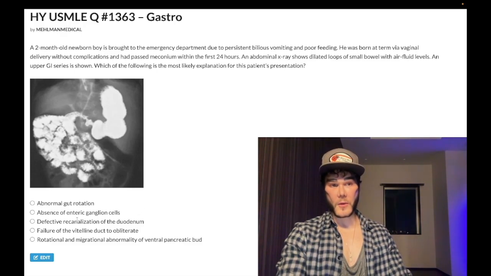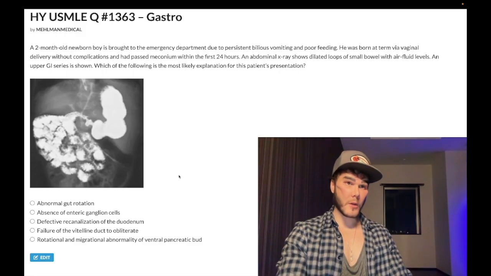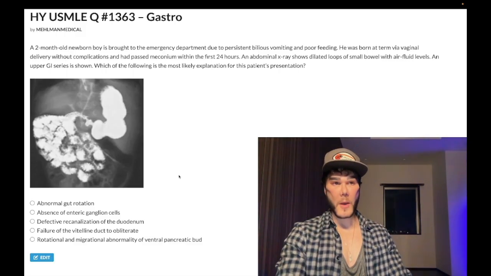Choice C, defective recanalization of the duodenum, is wrong. That's going to be duodenal atresia. You'd have the double bubble sign on abdominal x-ray. Very Step 1 level stuff. Also seen with Down syndrome. When we talk about differentials in neonates, for bilious vomiting: duodenal atresia or annular pancreas. If we have non-bilious vomiting, projectile, forceful, that's going to be pyloric stenosis. In pyloric stenosis, you do an ultrasound, and they'll show you an olive-shaped mass. In duodenal atresia, you do an abdominal x-ray showing the double bubble sign, with bilious vomiting. Wrong answer.